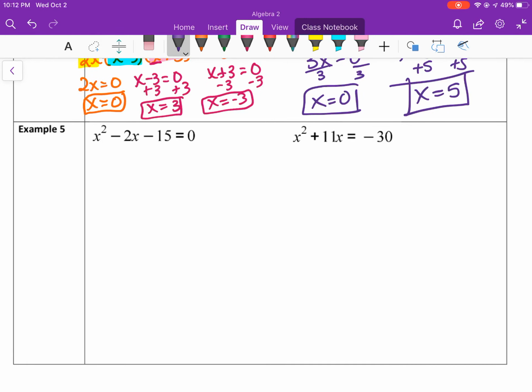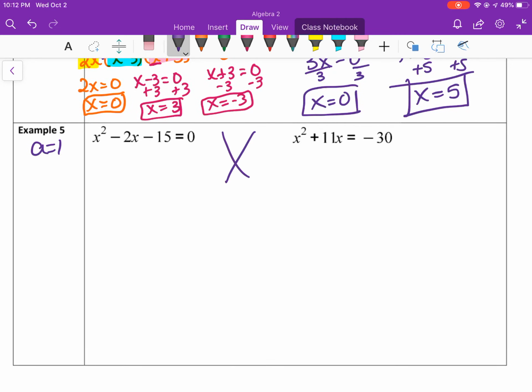Okay, factoring. Here I have a equals 1, so I just need to find factors of c, -15, that add up to -2. Since a equals 1, I know it's going to be x times x. So -15 multiplies to -15 and adds up to -2. So that's -5 and +3. So it would be x minus 5 and x plus 3.